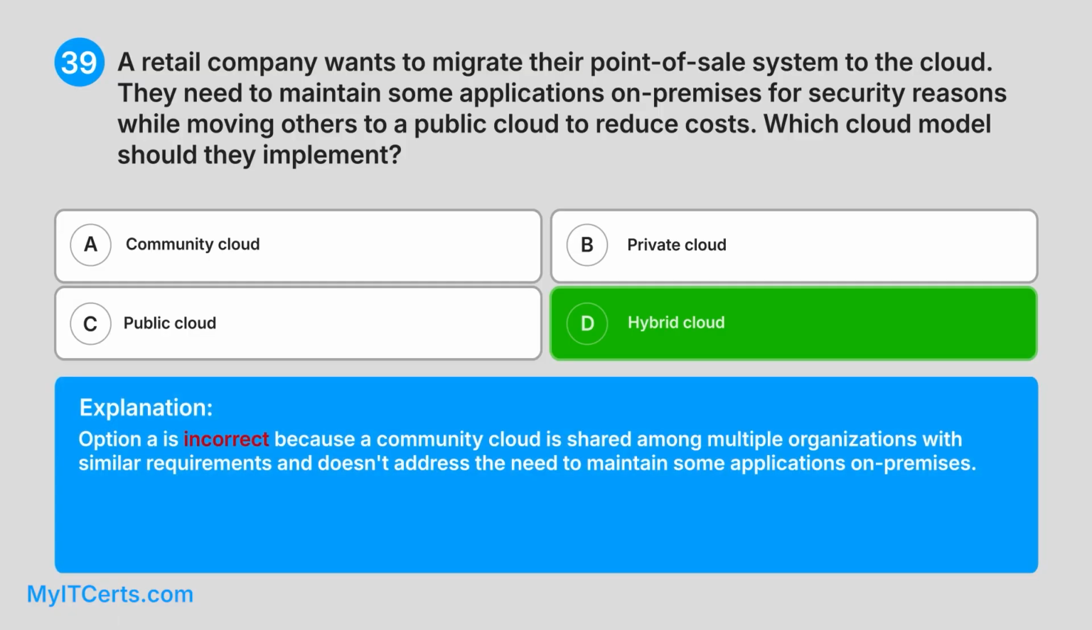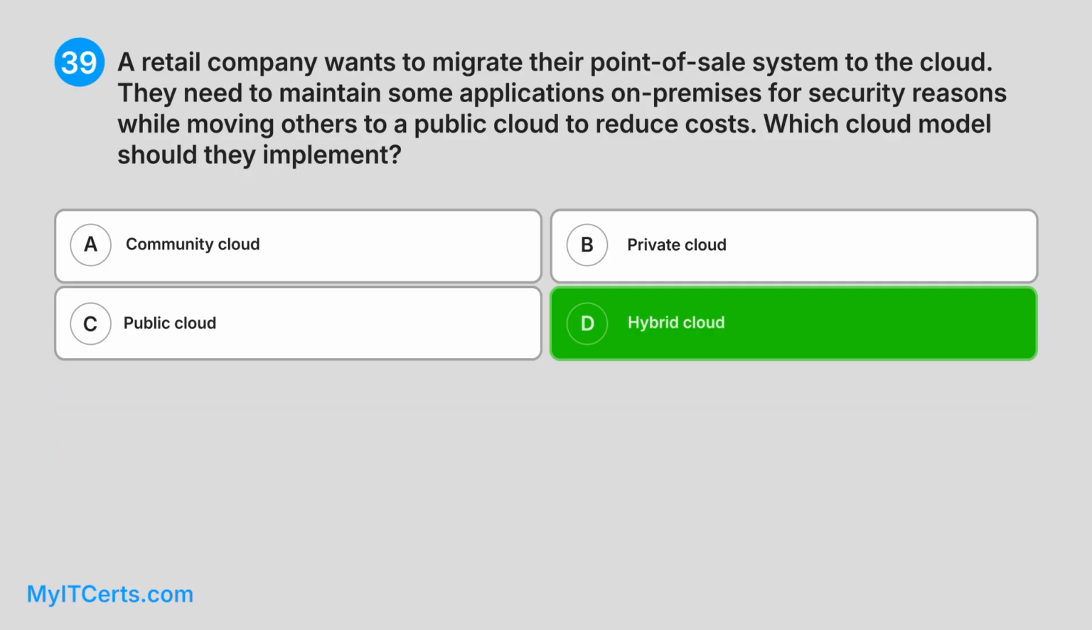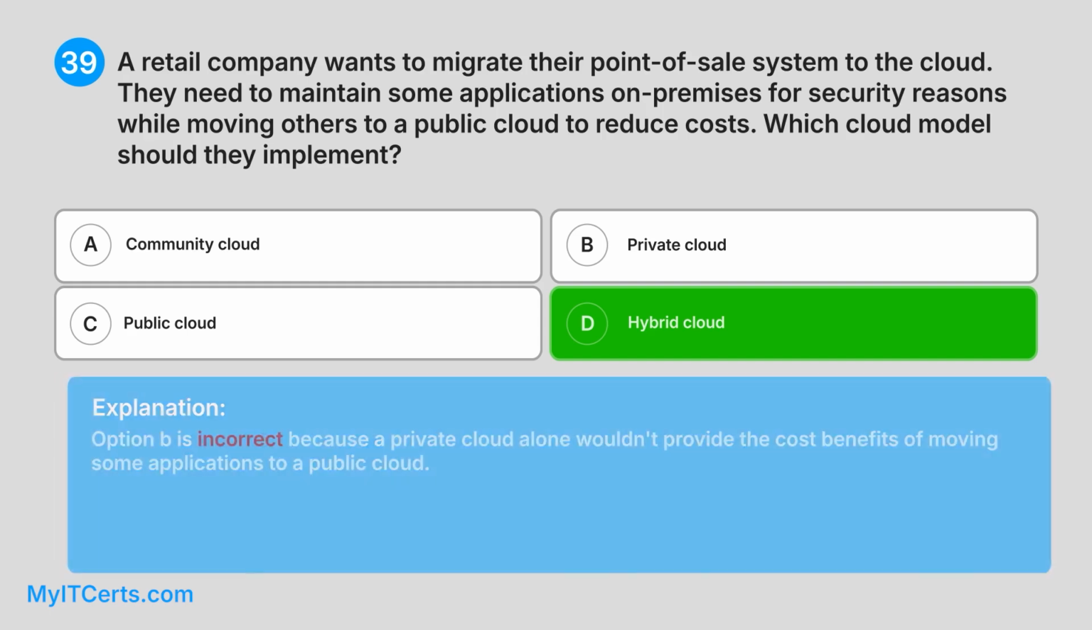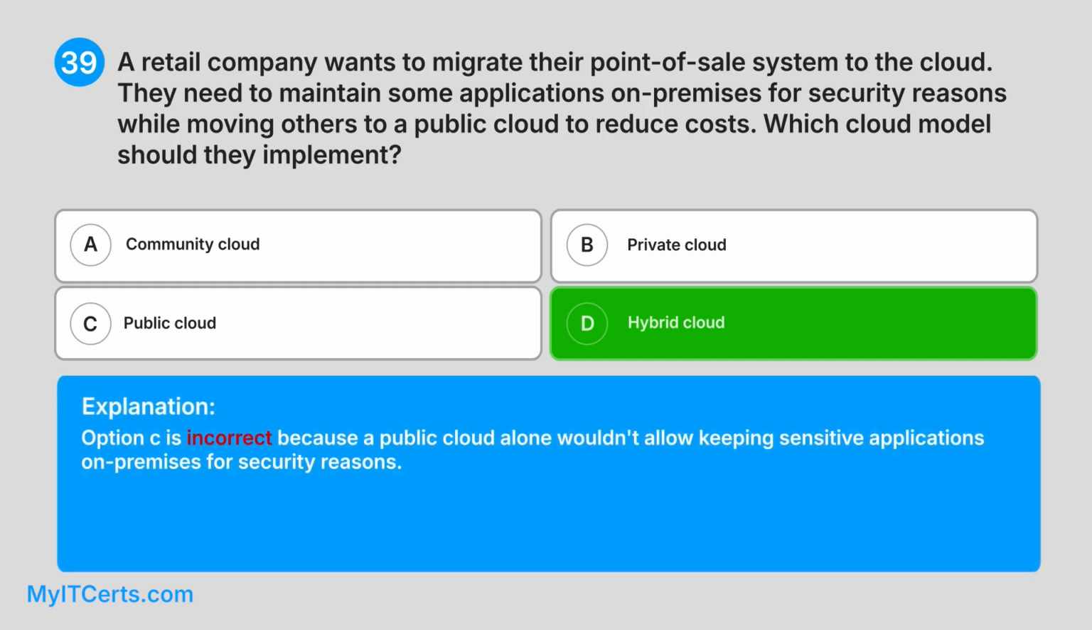Option A is incorrect because a community cloud is shared among multiple organizations with similar requirements and doesn't address the need to maintain some applications on premises. Option B is incorrect because a private cloud alone wouldn't provide the cost benefits of moving some applications to a public cloud. Option C is incorrect because a public cloud alone wouldn't allow keeping sensitive applications on premises for security reasons.